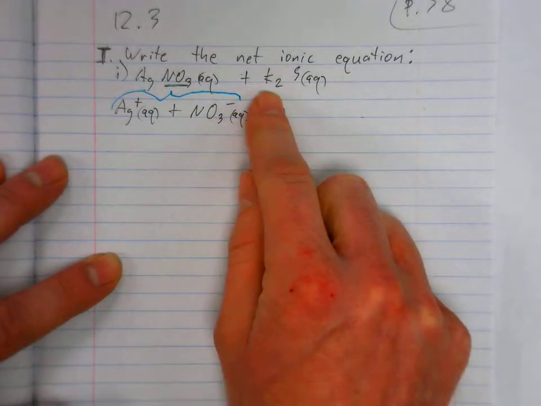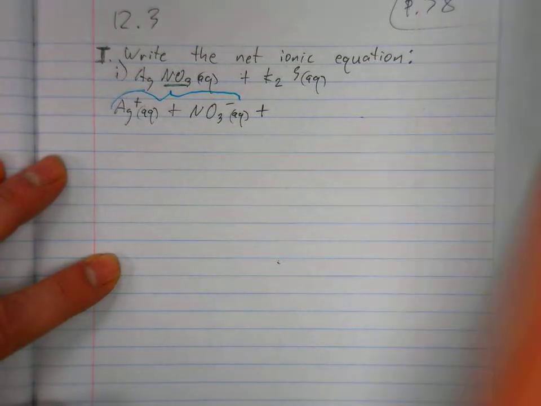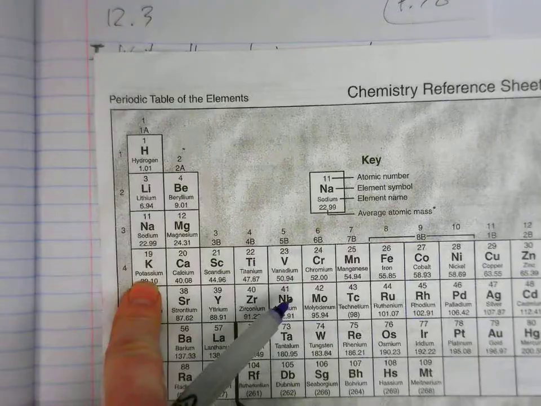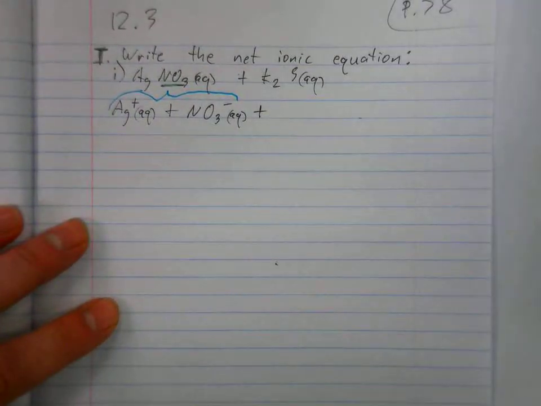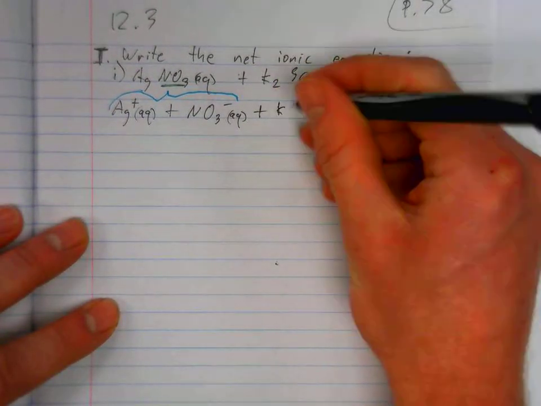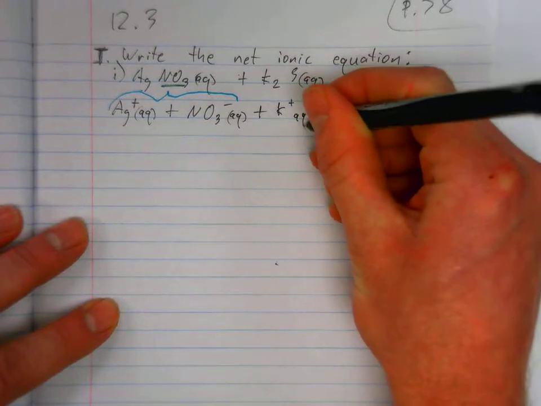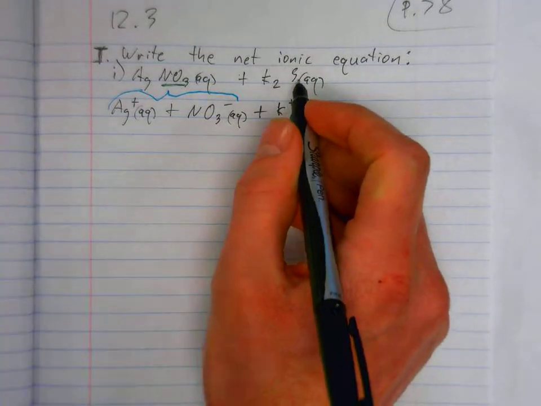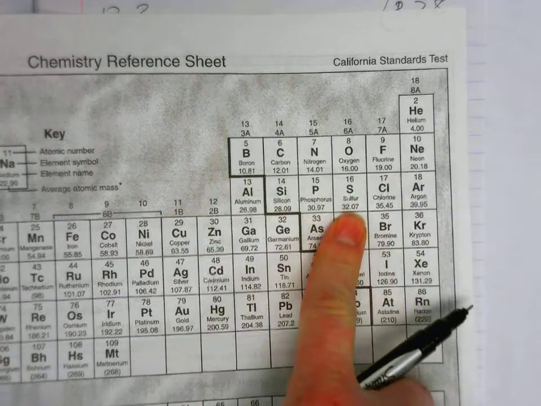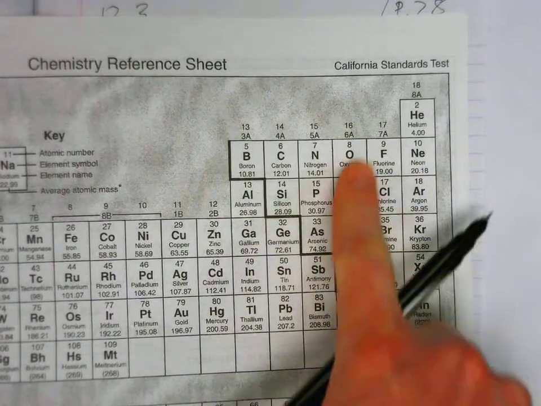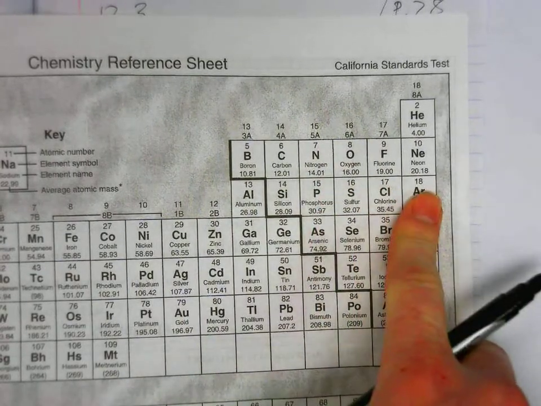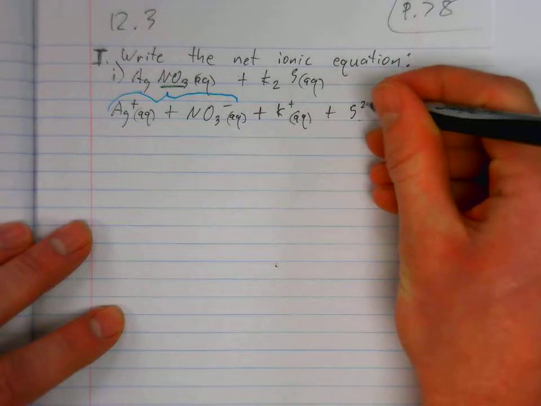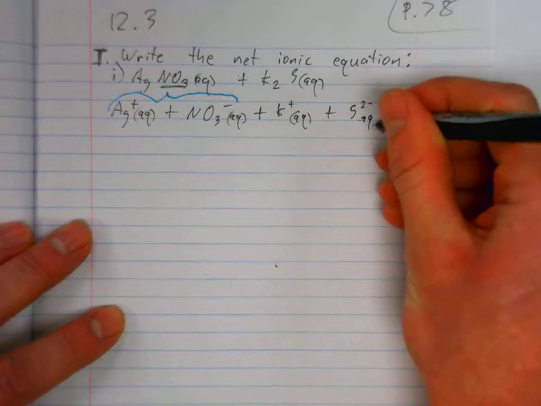Then we have the potassium, and potassium follows the pattern of everything here in group 1A, that it forms a 1+. So we'll write K+ aqueous, and then the sulfide follows the pattern. Group 6A compounds form a 2- charge. They want 2 more valence electrons to get an octet. So it's going to be S2- aqueous.